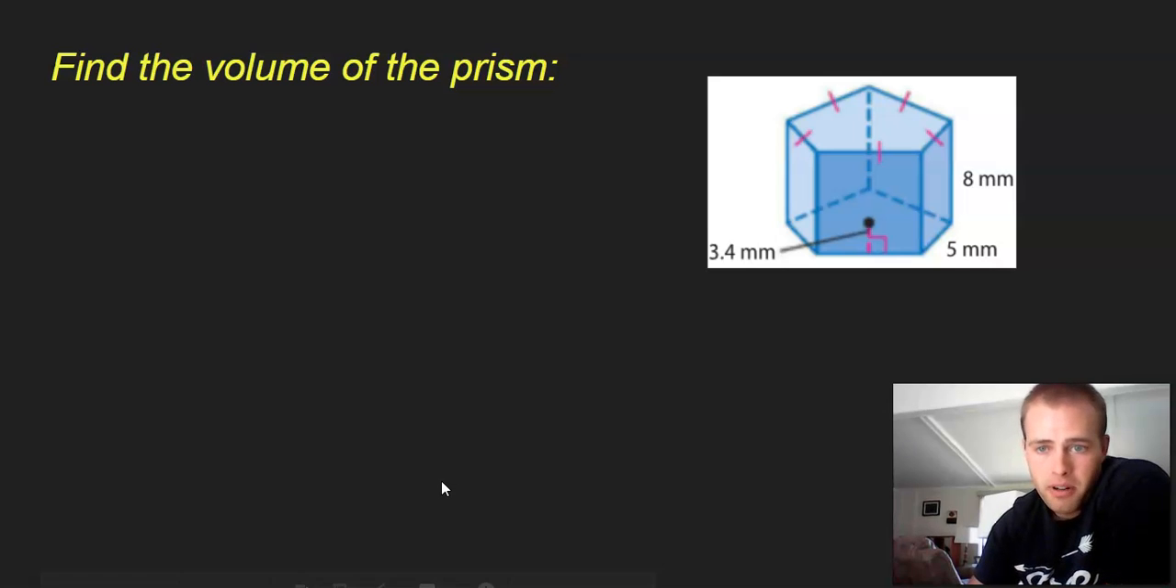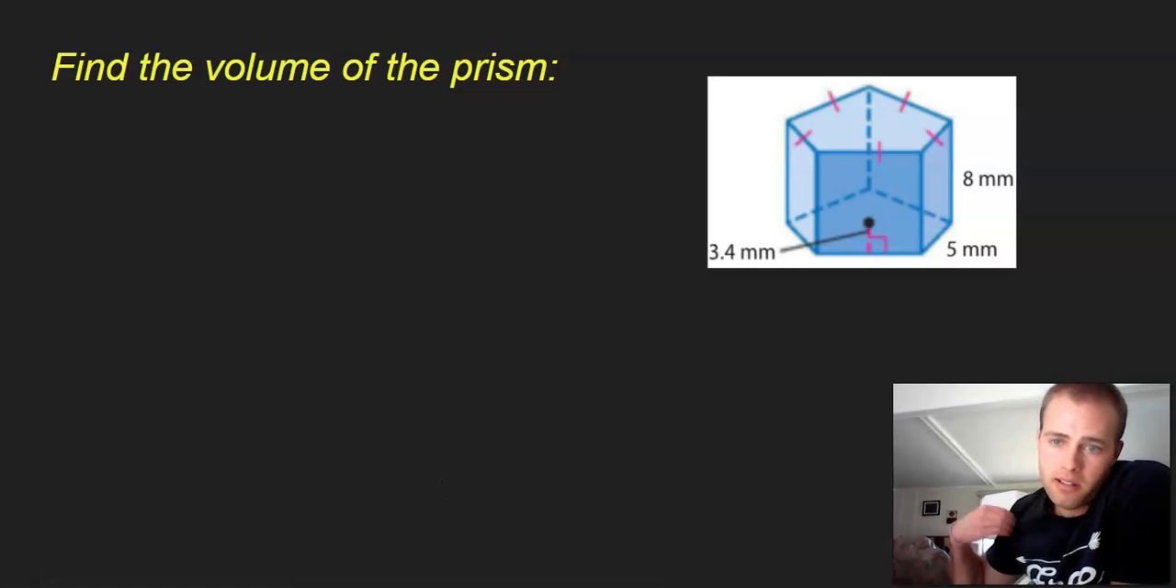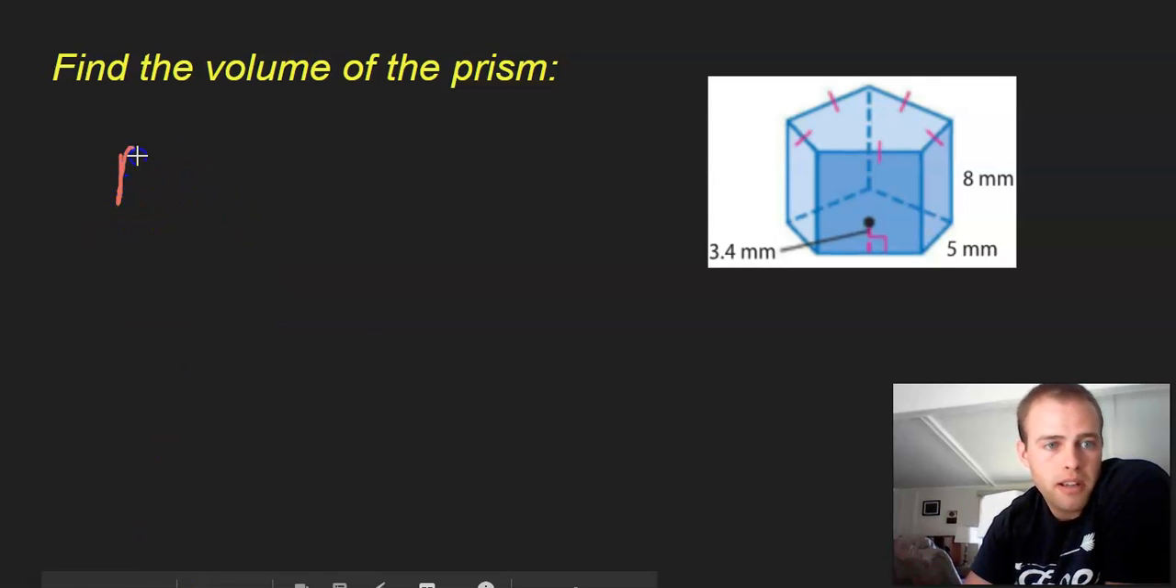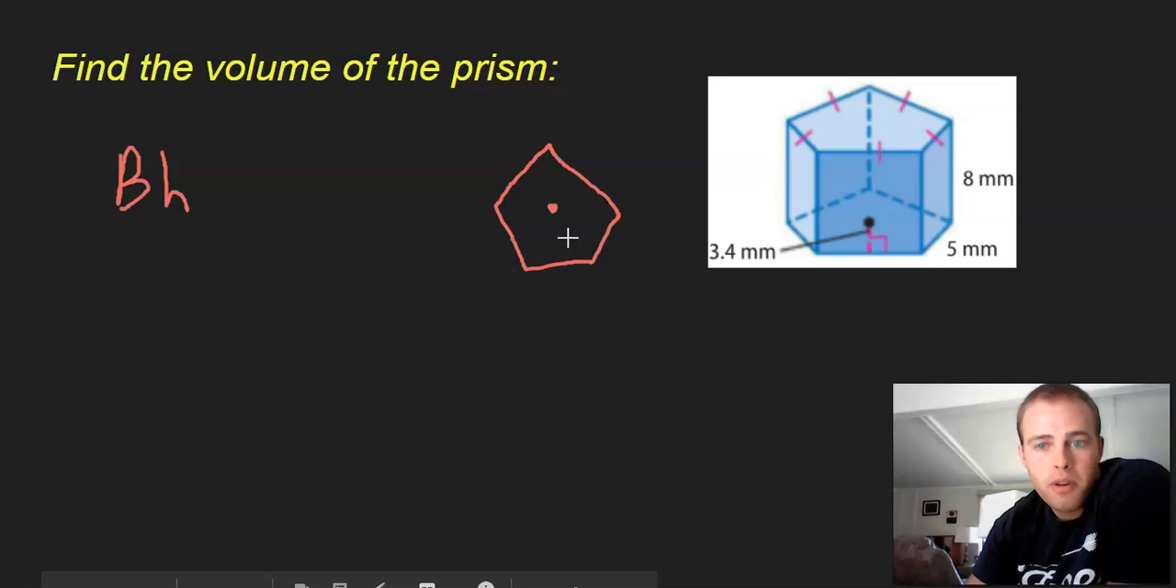Find the volume of this prism. Not quite as easy because our base ends up being a little bit trickier to find the area of. Volume equals base times height. We need to find the area of this base. We've got our pentagon going on here. In order to find the area of a pentagon, we need to take 1/2 perimeter times apothem. Check it out. They already gave the apothem to us. That's glorious. All we have to do is plug it in.